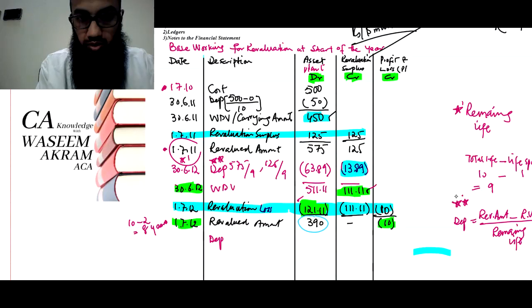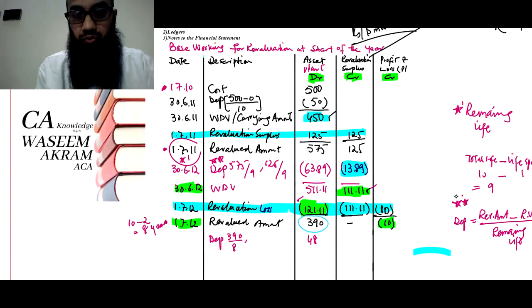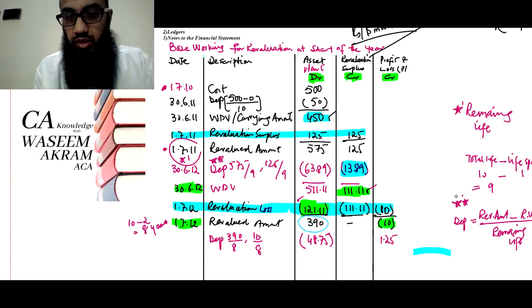Depreciation: 390 divided by 8. What amount came? 48.75. Over here, the very important part is that the 10 coming in profit and loss should also be divided by the remaining life. Why? You will see shortly. It comes to 1.25. Here the important thing is that 10 is in brackets, so to reduce this 10, we have to write it as positive. Since it was given as negative here, we write it as plus to reduce it.